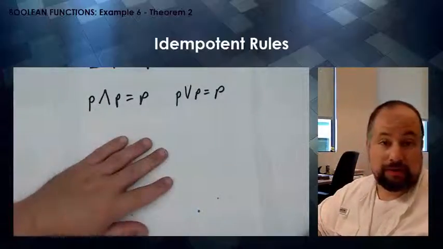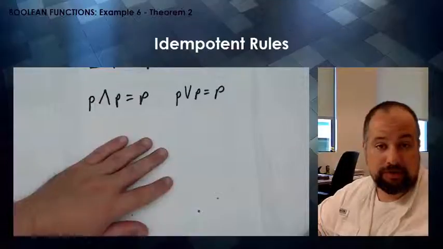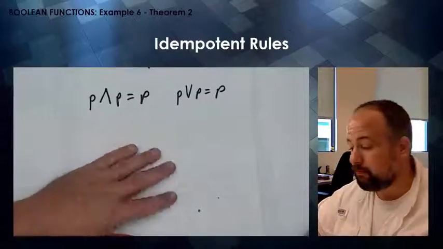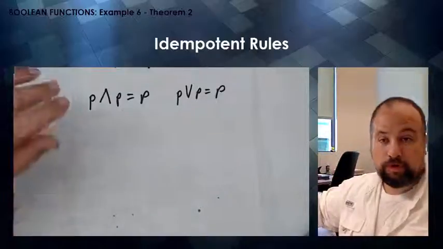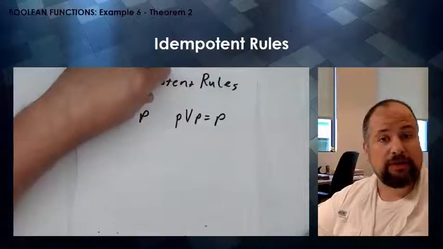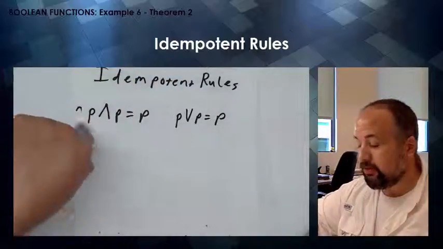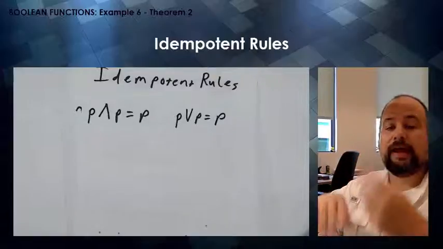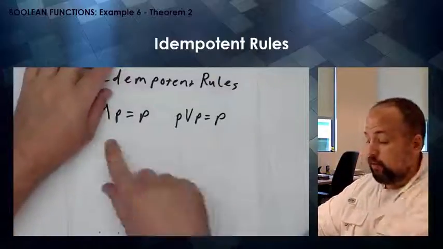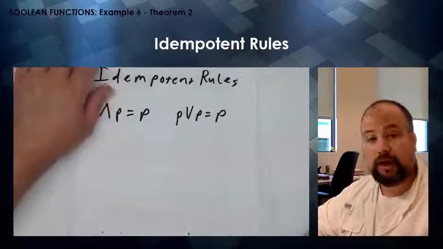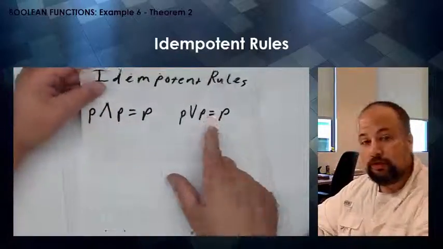Right? 1 and 1 is 1, 0 and 0 is 0. 1 or 1 is 1, 0 or 0 is 0. That one's pretty self-explanatory. But these come up a lot, particularly when you're building circuits. You end up with the same output going into a gate, and this is telling you that we can get rid of this and or this or. They're totally unnecessary. We can throw them in the trash. That's what this rule tells you.